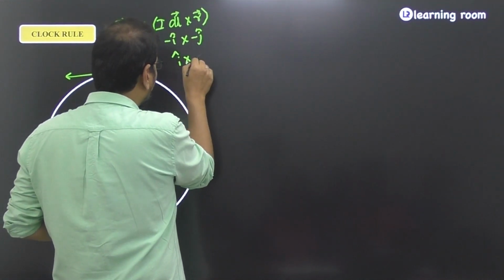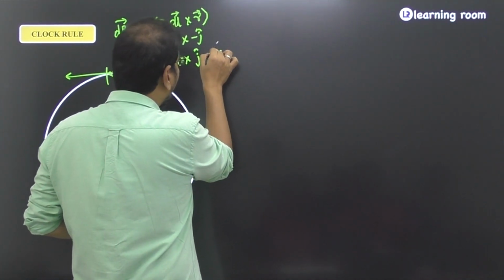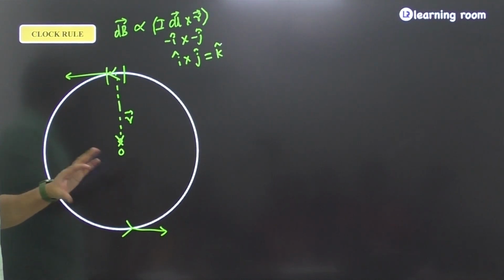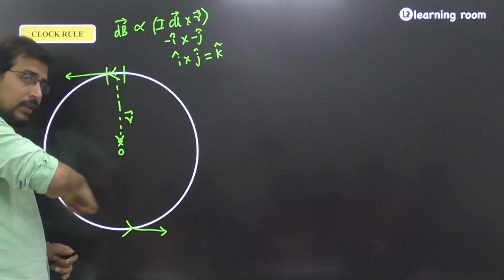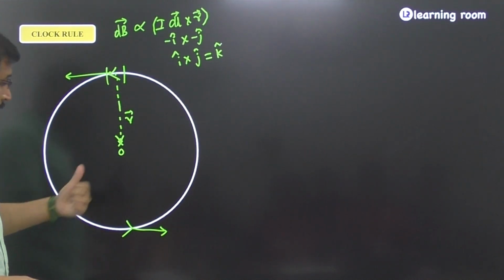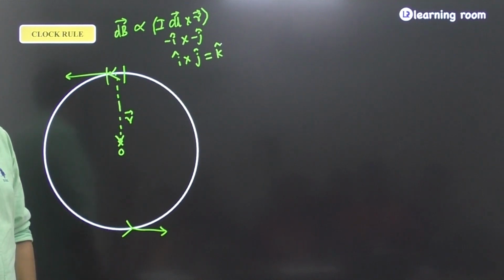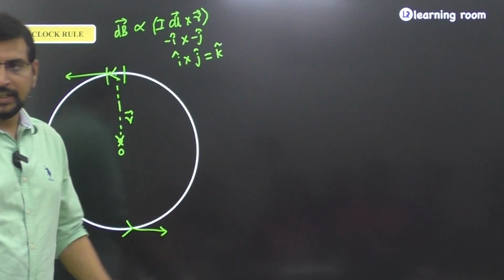So what is i cap cross j cap? It is going to be k cap. So i cross j is going to be k. Meaning, when a current is revolving in anti-clockwise direction, at the center, the magnetic field is directed towards us. So when you see from this direction, it is towards us. That is what k cap is.